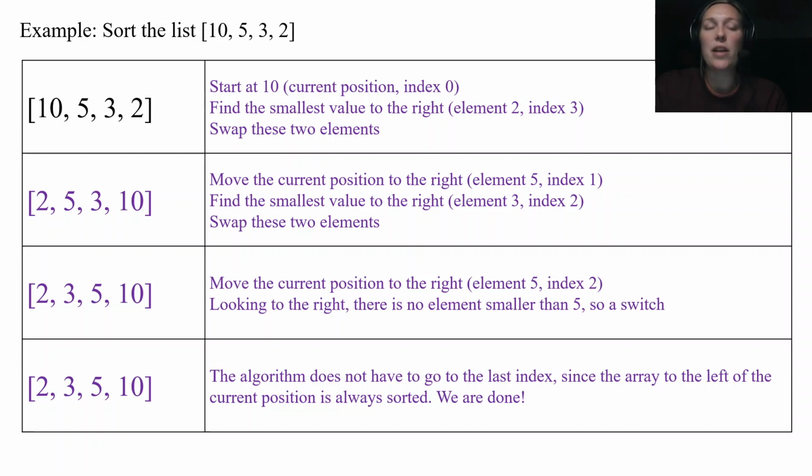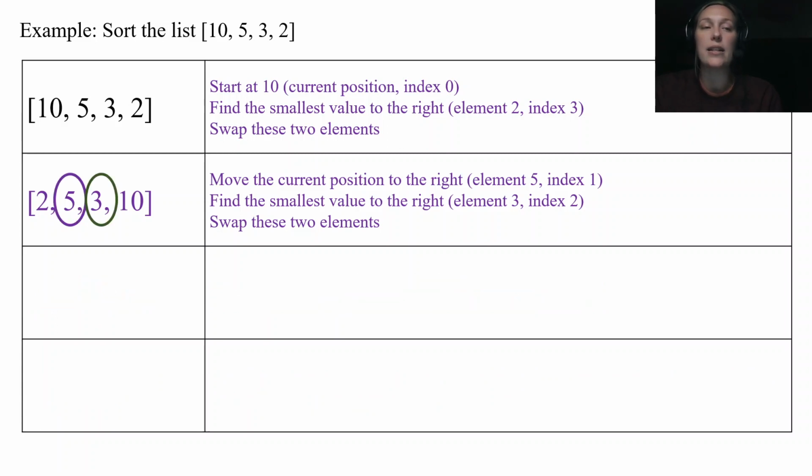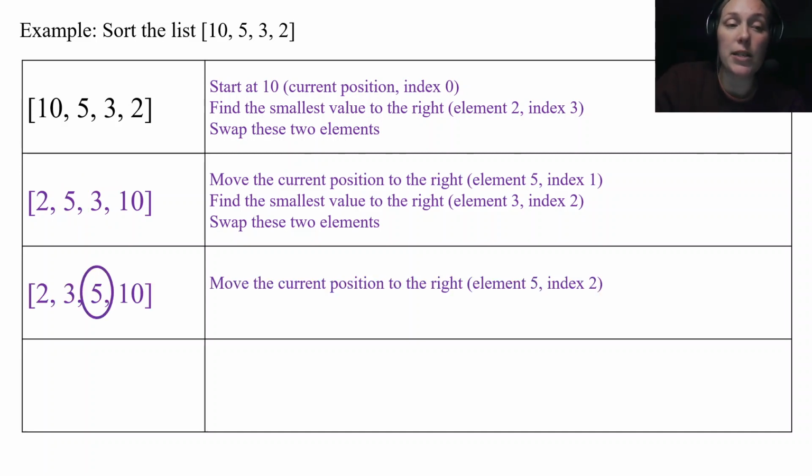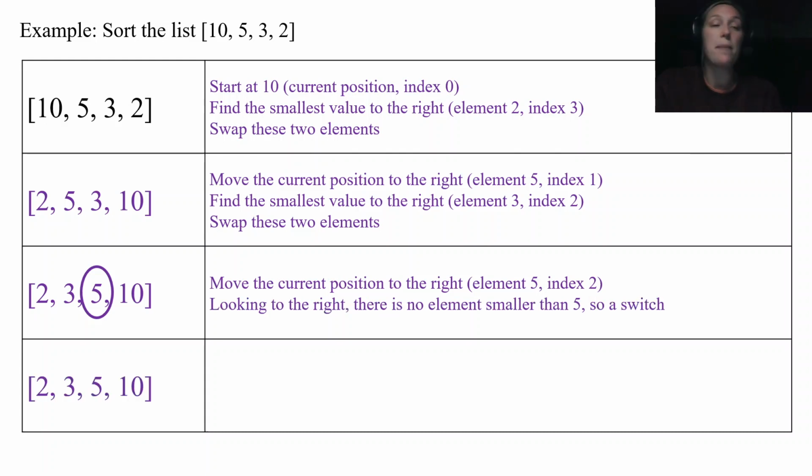So we saw the situation where we would find an element smaller to the right, and we swap. If we run into a situation like here where we have a 5 but there's nothing smaller to the right, no swaps are made, and we just move the position over by 1. And in this case, we don't do that because 10 is the last element, and we don't go to the last element for this one.